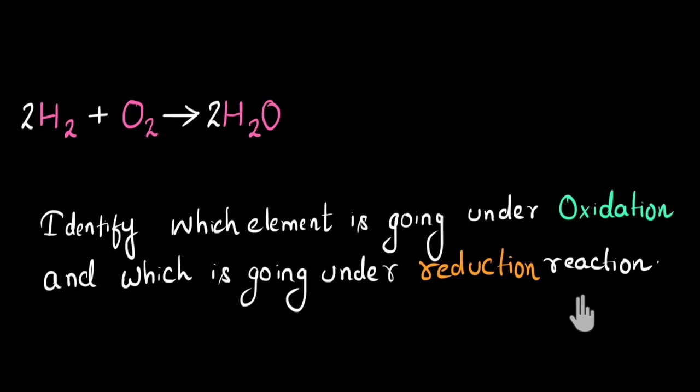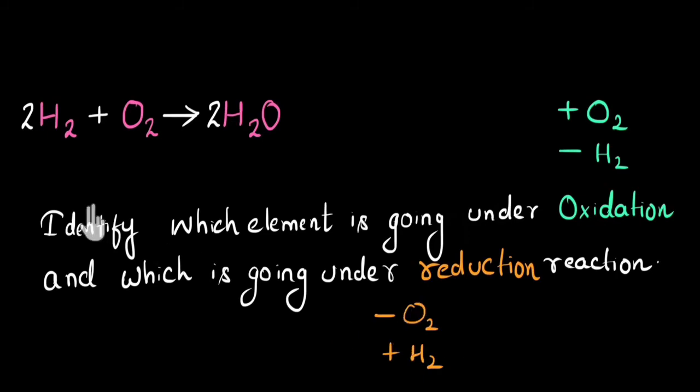First of all, let's try to recall what we mean by oxidation and reduction. As the name suggests, oxidation means oxygen's addition, meaning if in a reaction oxygen is getting added to an element, or, in terms of hydrogen, we will say the opposite: hydrogen is getting removed from an element, then that element is going under oxidation. Reduction will be the opposite. In reduction, if oxygen is removed from an element or hydrogen is getting added to an element, then we will say that that element is going under reduction.